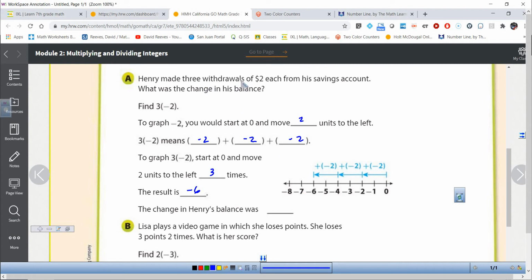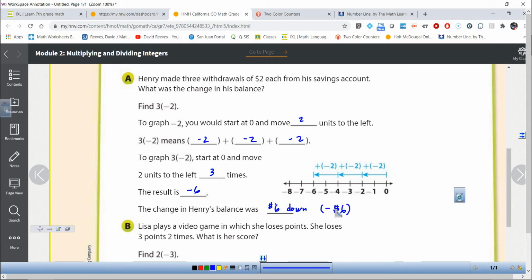Henry made 3 withdrawals, $2 each. What was the change in his balance? The change in his balance was $6. Now it went down $6. Goodness, that's pretty bad. It went down $6, so we might represent that answer as a negative 6.